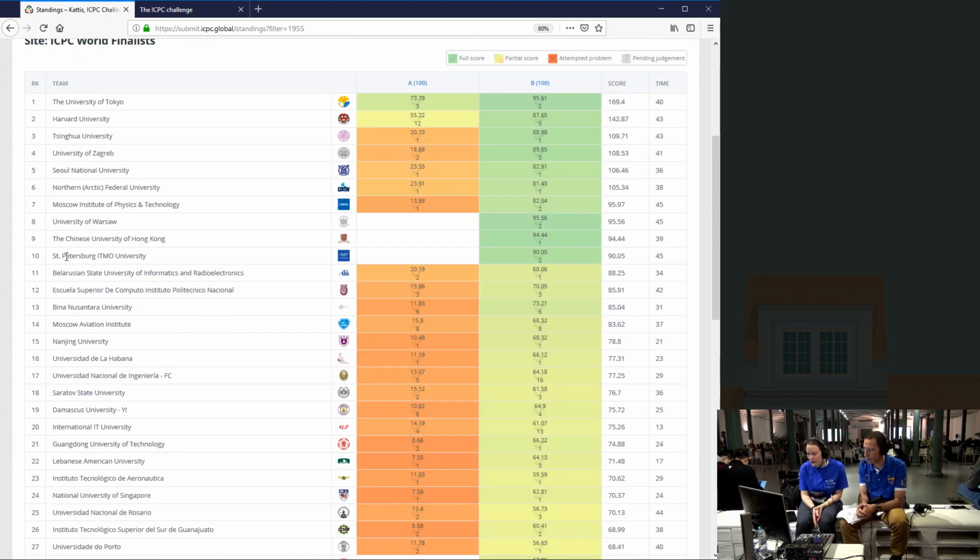So the maximum now is University of Tokyo, problem B, 95.61. But there is another team hitting 95.56 just a few times back. That's University of Warsaw. And what do you think would happen if they were to submit the solution from problem B into A right away?